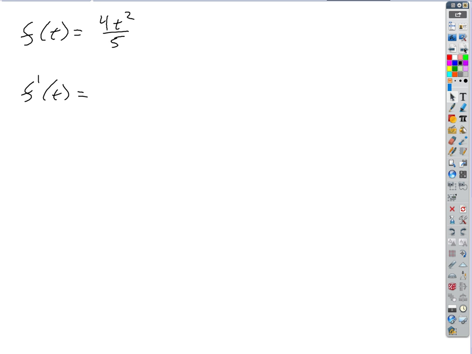So what are we going to do with that? That's 4/5 times t squared. Yeah, the 4/5 isn't doing anything, right? It's just a constant. So you don't even really have to rewrite this, but if you wanted to, it would just look like 4/5 times t squared. So what's f prime of t going to be? 8 over 5. Yeah, I'm going to multiply 2 times 4/5, so I'm just going to get 8/5 t.